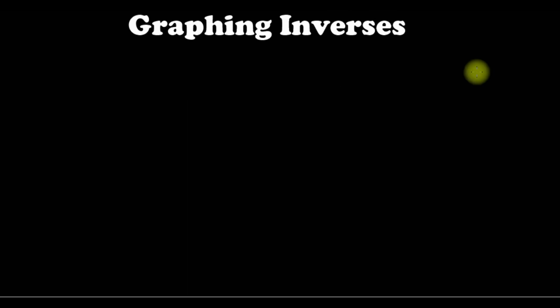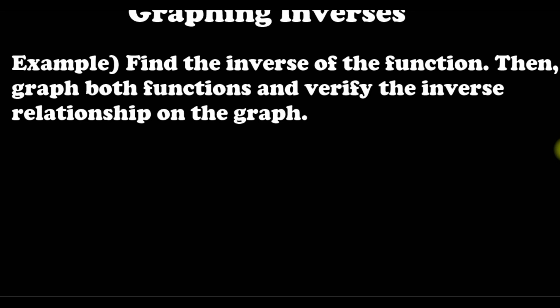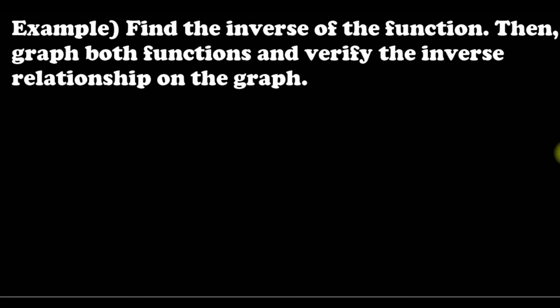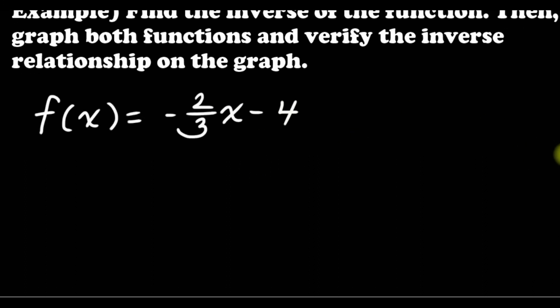The last thing I am going to show you is how to find the inverse and then graph both functions and then verify the inverse relation on the graph. So let's take a look at an example. So this one is to find the inverse of the given function and then graph both functions and then verify the inverse relations on the graph. So here you're given f of x is negative 2 over 3x take away 4. Okay, so we're going to find the inverse of this function, and we know how to do that.